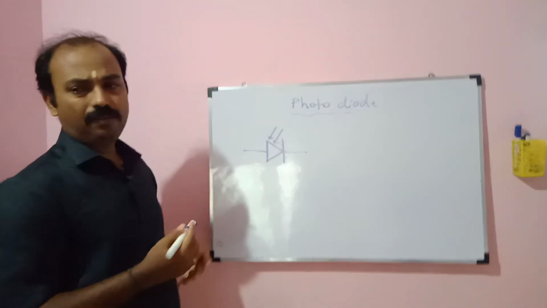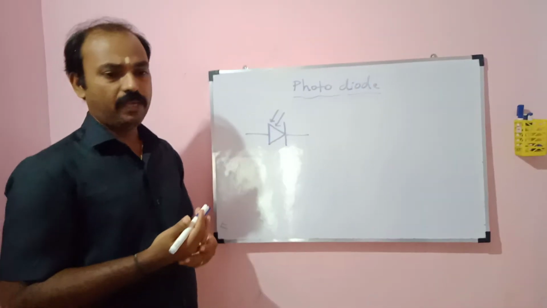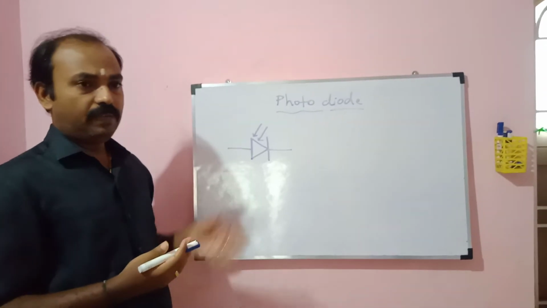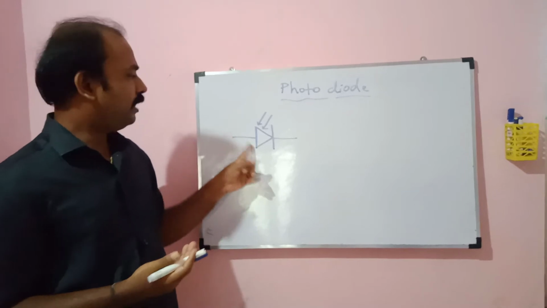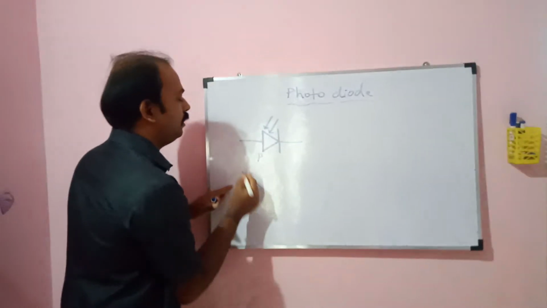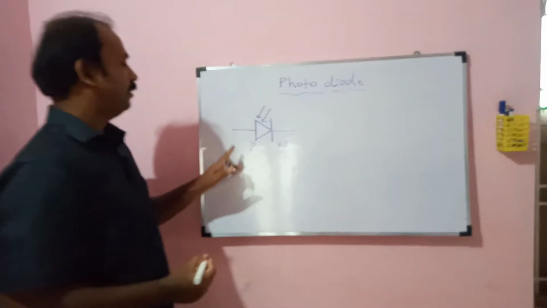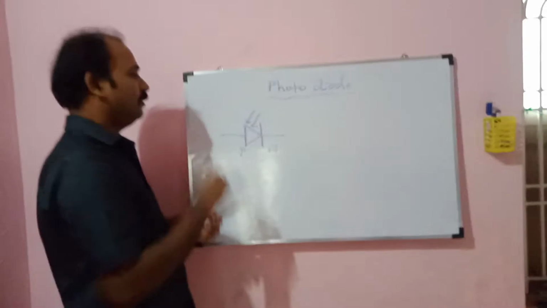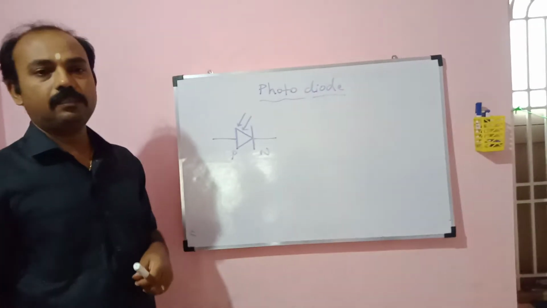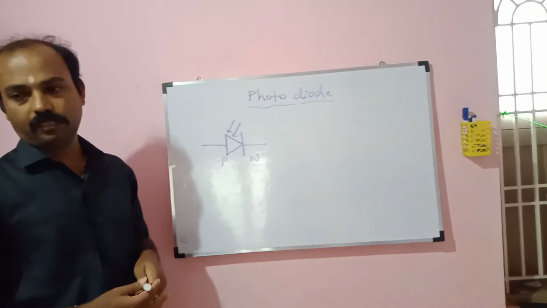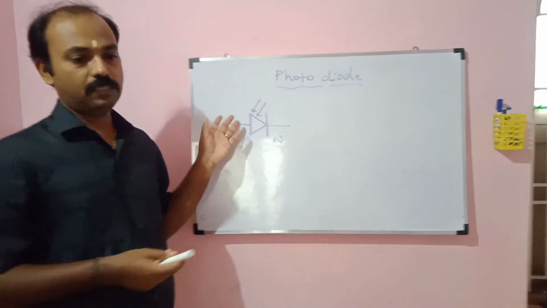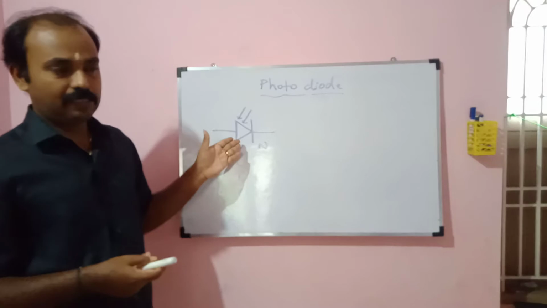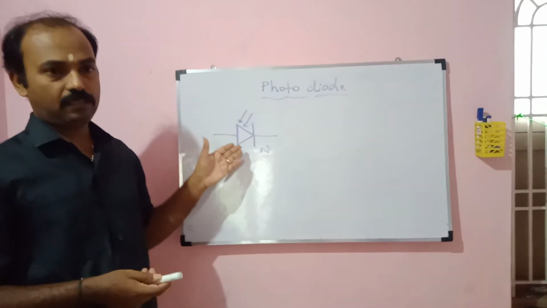Now, what is the principle behind this photodiode? The principle is very simple. This is a PN junction diode, this is the P type semiconductor and this is the N type. It converts the light energy into electrical energy. So that is the meaning of this symbol. When this PN junction diode is provided with reverse bias.